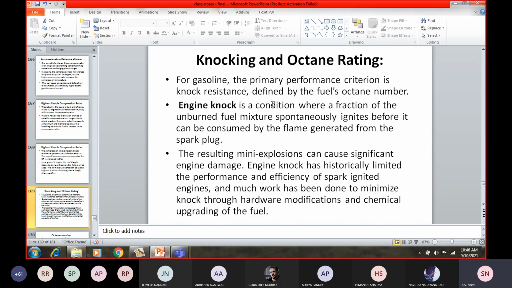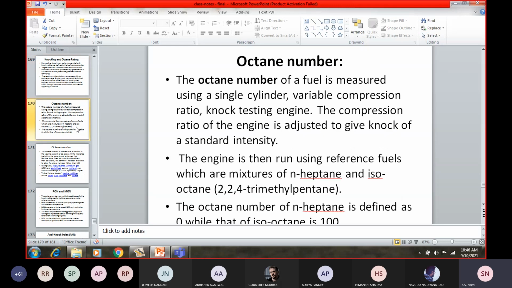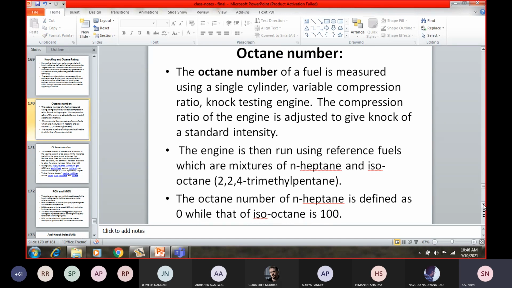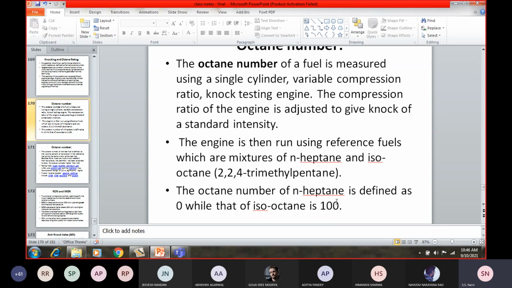Knocking and octane rating, I have told you this already. Now the question is why certain fuels have lower octane numbers and other fuels have higher octane numbers. This slide I have already discussed: isooctane has the highest usable compression ratio, and therefore it has been assigned an octane number 100.